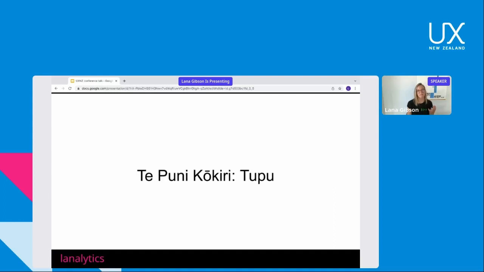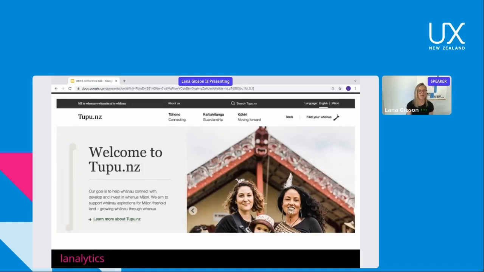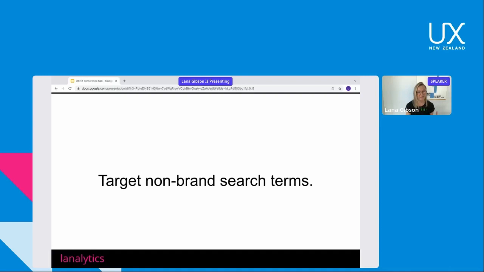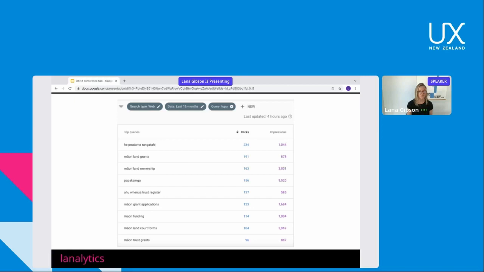So for example, Tupu, it's a site about Māori land, about whenua Māori, aiming to connect Māori people with their land. And, you know, they get traffic for search terms containing Tupu, of course. But the idea is they also get traffic for searches that don't include their brand name. So things like Māori land grants, Māori land ownership, he potama rangatahi. And we did a lot of SEO work with their content to ensure this.